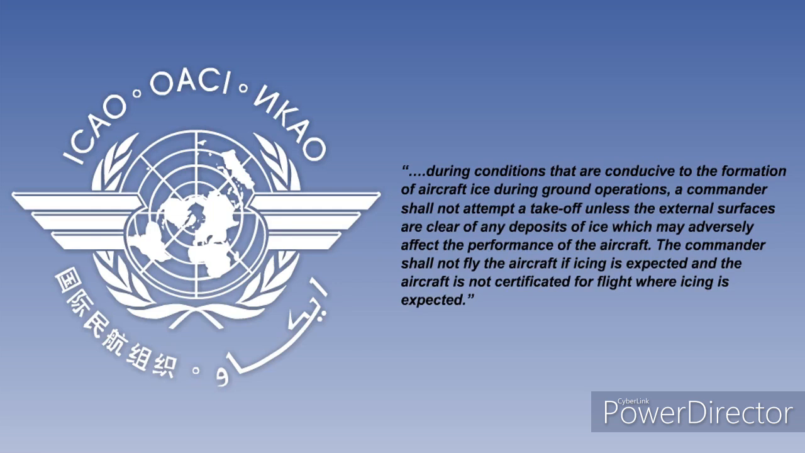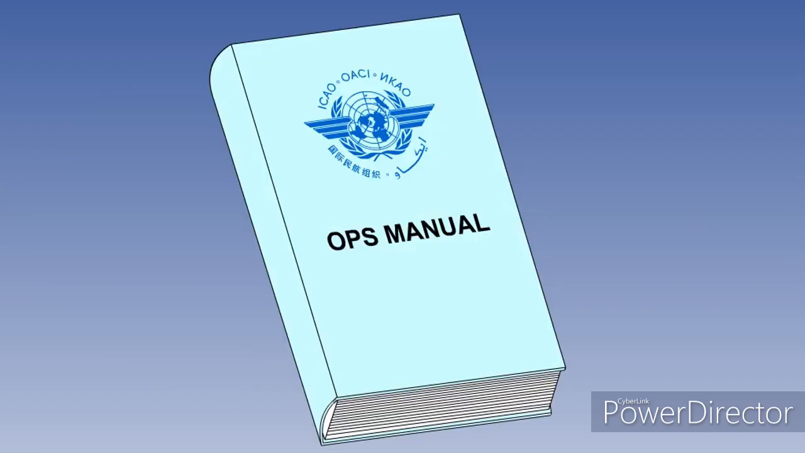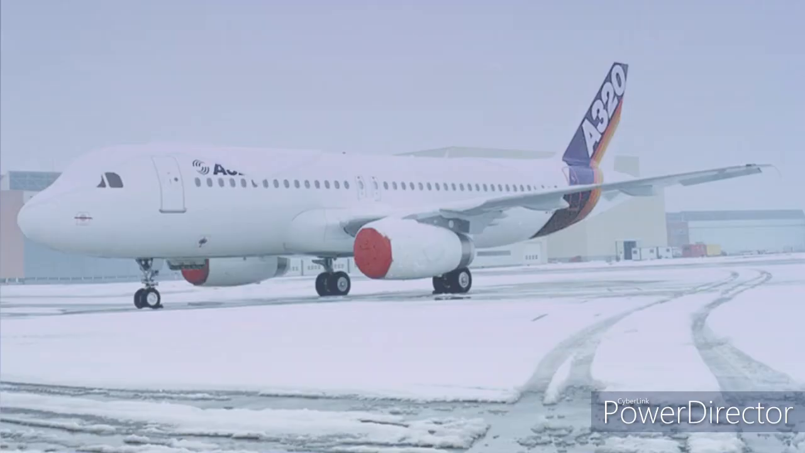The commander shall not fly the aircraft if icing is expected, and the aircraft is not certificated for flight where icing is expected. Guidance on procedures can be found in the ICAO Operations Manual. Part A includes ground procedures, and Part B contains procedures for flight in known icing conditions. It is worth defining at this stage the two categories of ice protection: de-icing and anti-icing.